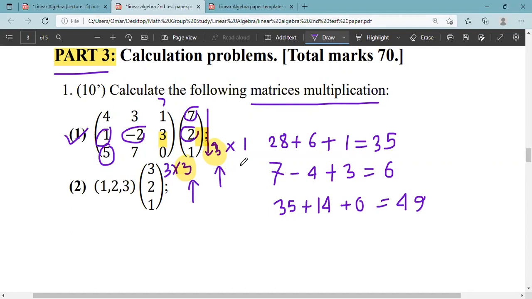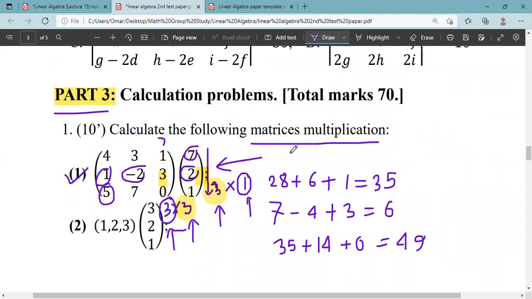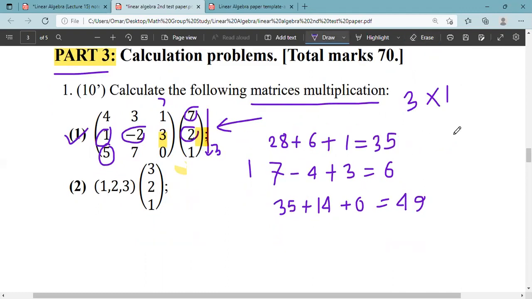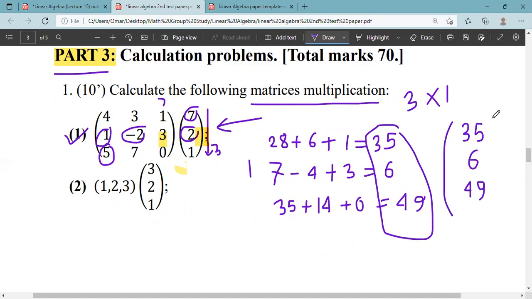So they are the same, and the size of the result will be the rows of the first matrix and the columns of the second matrix. So the result of this multiplication will be a 3 by 1 matrix. So I just write it down this way: a 3 by 1 matrix, 35, and then 6, and then 49. So this is the result for the first matrix.